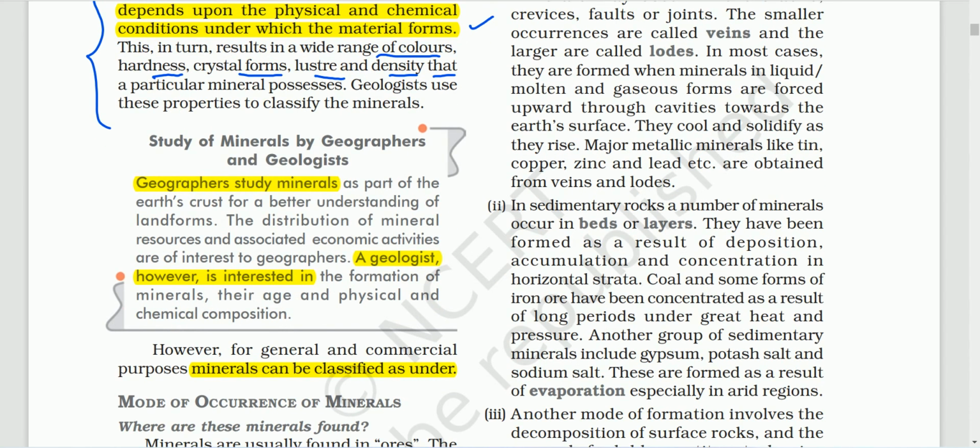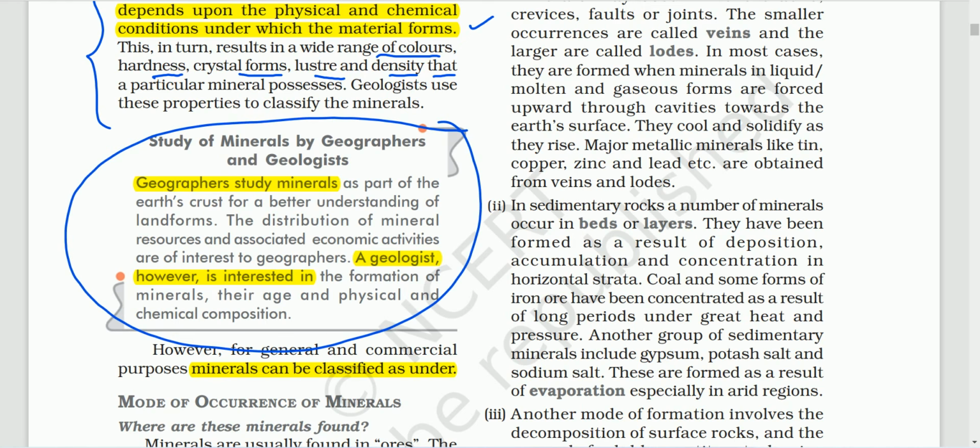Before we start the classification of minerals and rocks, let us read the box here. What is the difference between geographers and geologists? How geographers and geologists study minerals is given here. We, the students of geography, study minerals as a part of the earth crust for a better understanding of the landforms. We study the distribution of minerals, resources, and associated economic activities.